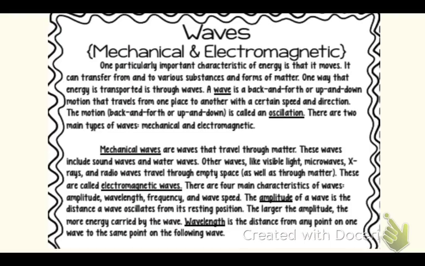Waves, mechanical and electromagnetic. One particularly important characteristic of energy is that it moves. It can transfer from and to various substances and forms of matter. One way that energy is transported is through waves. A wave is a back and forth or up and down motion that travels from one place to another with a certain speed and direction. The motion, back and forth or up and down, is called an oscillation. There are two main types of waves, mechanical and electromagnetic.